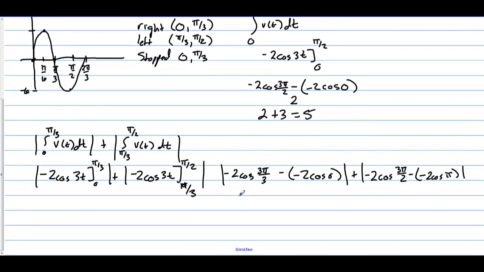The cosine of pi is -1. We have 2. Cosine of 0 is 1, so we have plus 2. Absolute value of that. Plus, we have cosine of 3 pi over 2. That's 0. And we have minus, minus, and then the cosine of pi is -1, so that goes to a -2. But we're taking the absolute value. We have 4 plus 2. So the total distance traveled is 6 units.